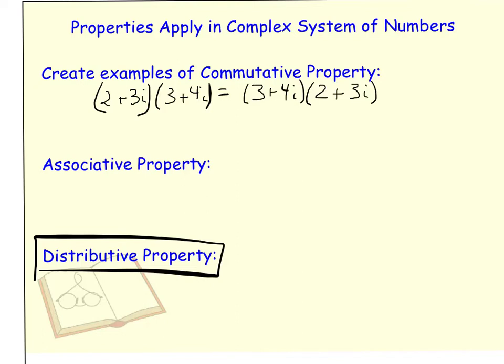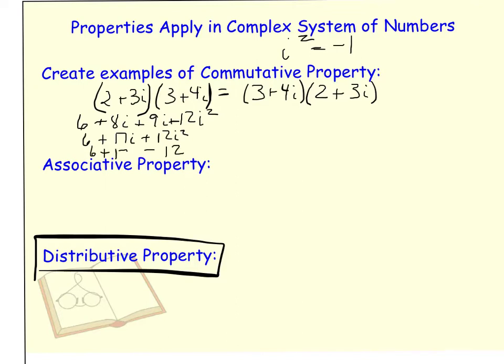So 2 times 3 is 6, 2 times 4i is 8i, 3i times 3 is 9i, and 3i times 4i is 12i squared. Now we can combine like terms, so we get 6 + 17i + 12i squared. Now remember though, i squared equals -1. So this really becomes -12. So 6 + 17i - 12. And that's going to equal -6 + 17i.